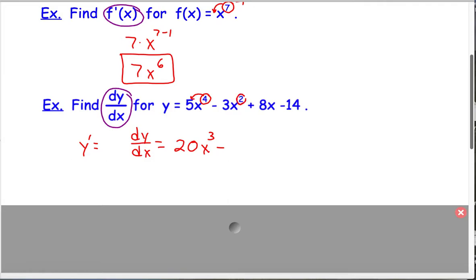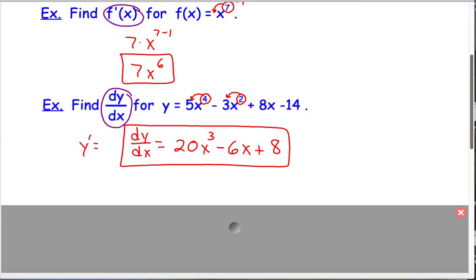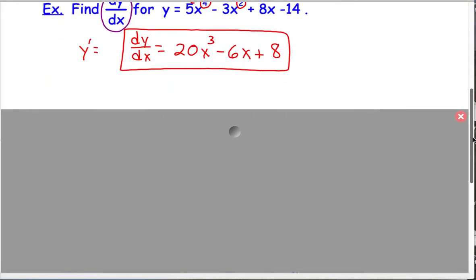Minus, same thing here, take the 2, multiply it out in front, 2 times 3 is 6, and then lower 2 by 1, 2 minus 1 is the first power. Now obviously we're not going to write the first power, but just to understand how we're applying this rule. The next one, 8x to the first power, so we multiply that out in front and we get an 8, x to the 0, which is just 1. And then the derivative of a constant is 0. And so you don't have to write minus 0, but realize the derivative of any constant is equal to 0. So there's dy dx. Let's look at another one.